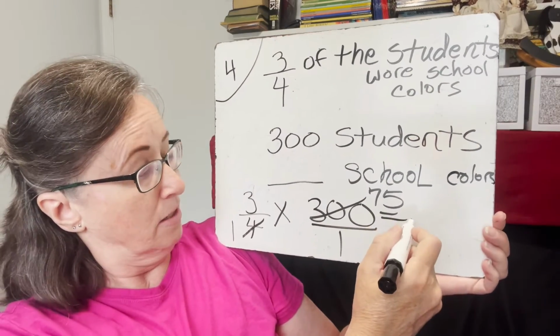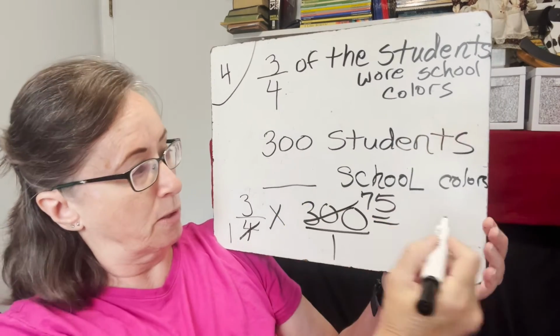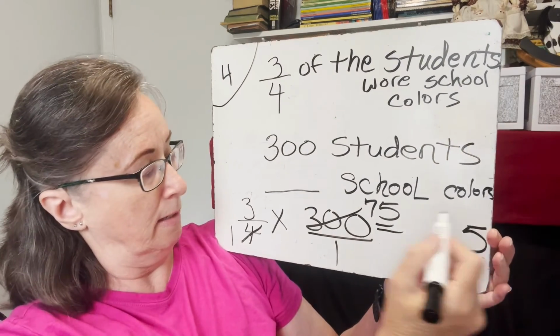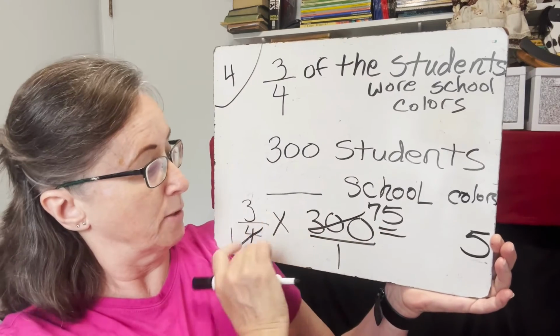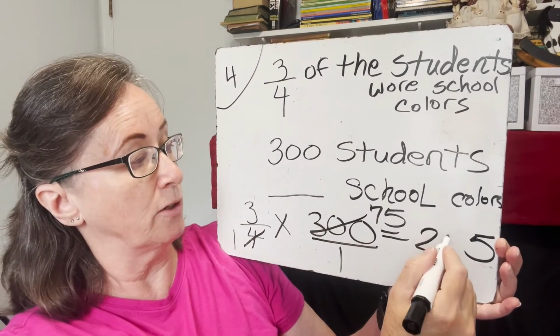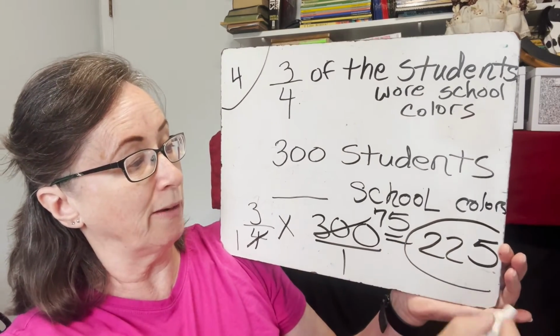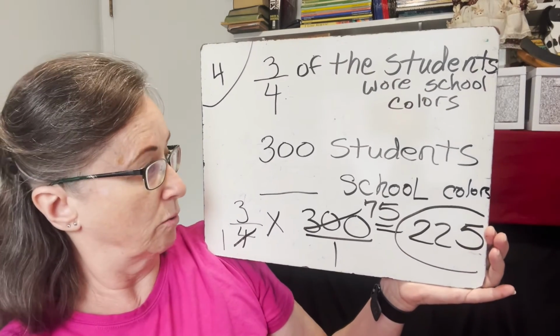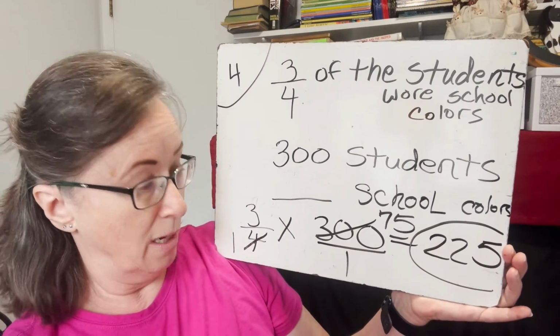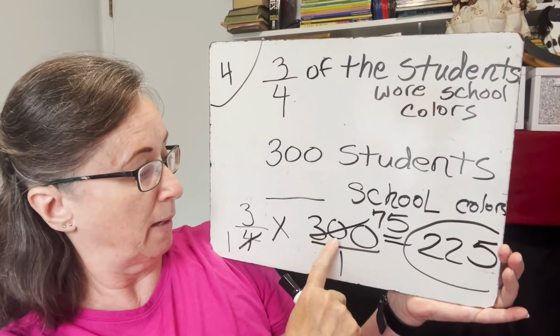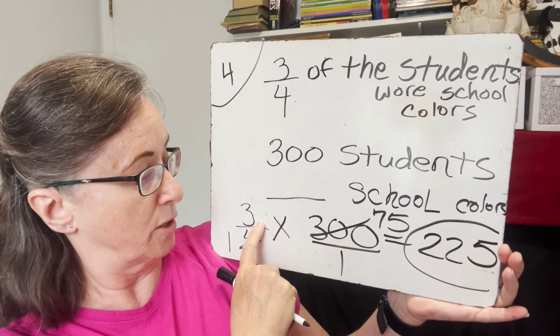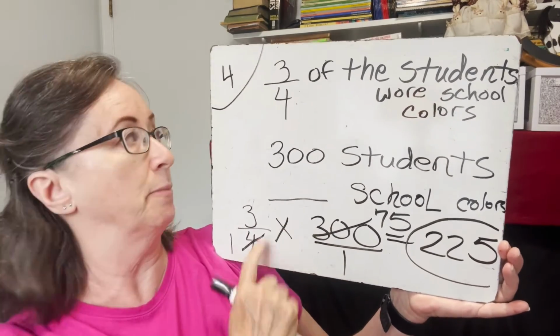And that's going to be 5 times 3 is 15. And 7 times 3 is 21, plus 1 is 22. So 225 students wore school colors. Or I could have multiplied 300 times 3 is 900, and then divided by 4.